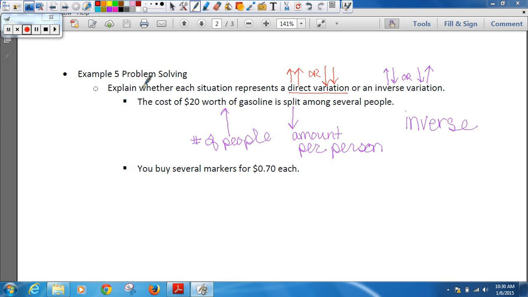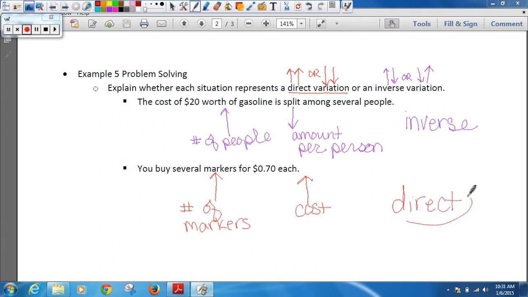Now if we look at the next one, you buy several markers for 70 cents each. Okay, well, we're talking about buying markers, so if the number of markers you buy goes up, what is happening to the total cost? Well, the more markers you buy, the cost also goes up. So since both of them are moving up at the same time, this one would be a direct variation.